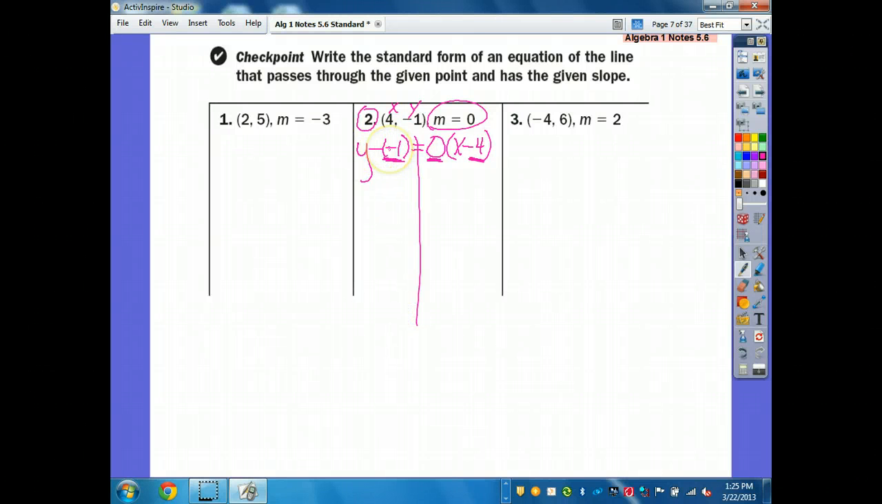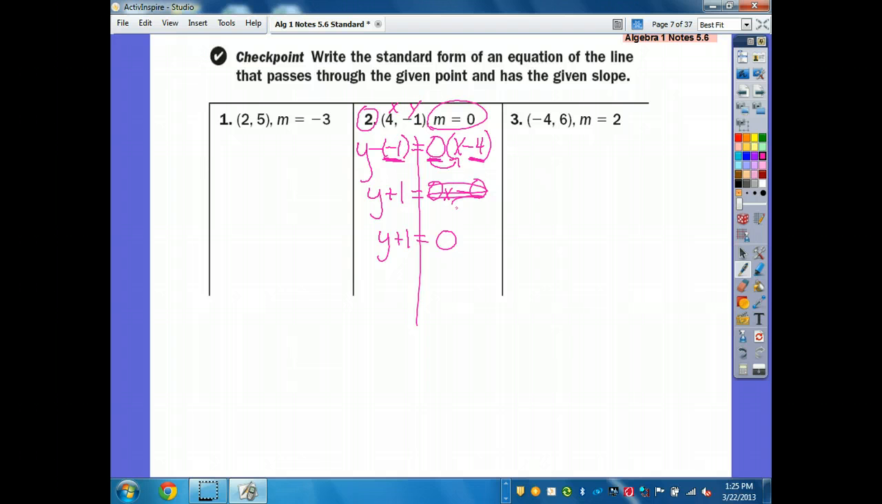Y minus a -1 is? Y plus 1. Y plus 1 equals 0, do our distributive property, 0x minus 0. Do we write that with 0x minus 0? No. So this is basically just y plus 1 equals, there's nothing there, you can just put 0 because it's just all 0 there.